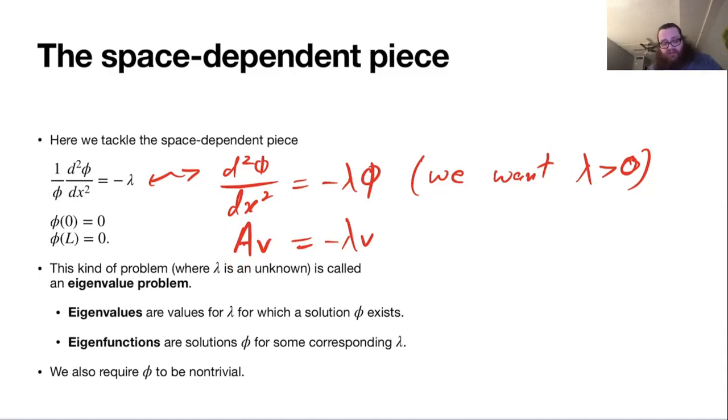In particular, we're also going to require that the phi we get be non-trivial. Because even in this formulation, if v is a zero vector, A applied to the zero vector is 0, lambda times the zero vector is a zero vector. So it solves it, but it doesn't really give us anything interesting. So we're going to avoid the trivial solutions, and we're just going to look for non-trivial eigenfunctions phi.